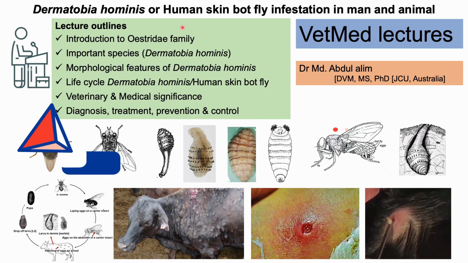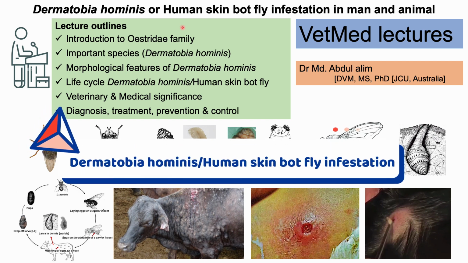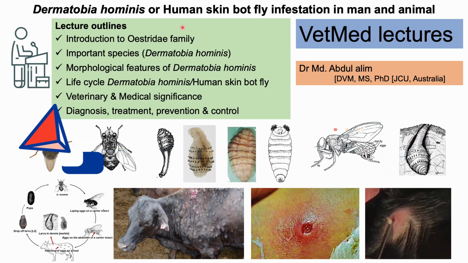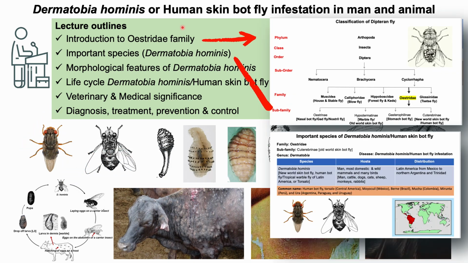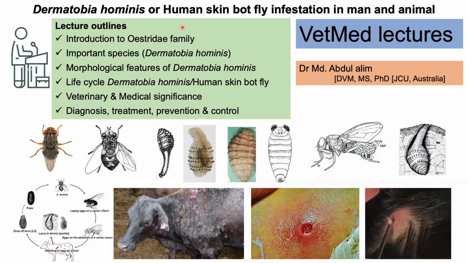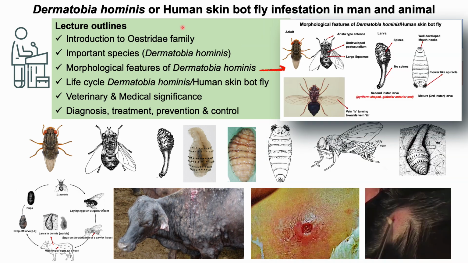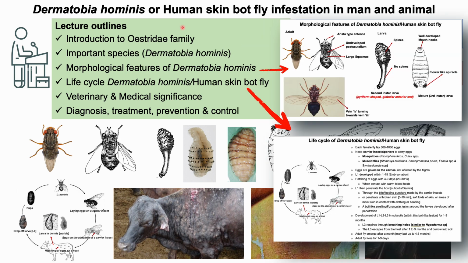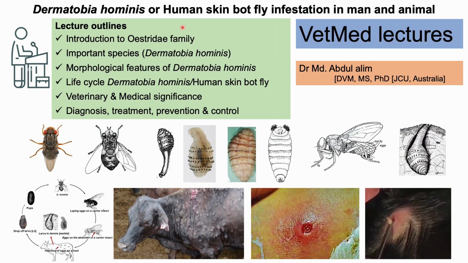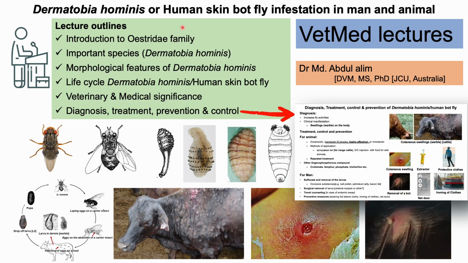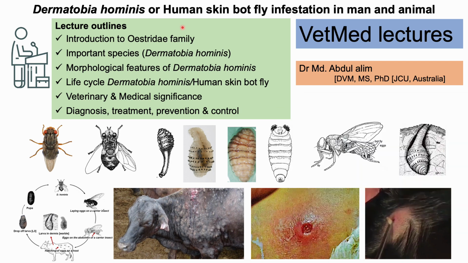In this lecture, I'm gonna discuss Dermatobia hominis or human skin bot fly infestation in man and animal. First, I will introduce the Oestridae family and Dermatobia hominis or human skin bot fly. Then I will highlight the morphological features, life cycle, veterinary and medical significance of Dermatobia hominis. Finally, I will conclude this lecture by highlighting the diagnosis, treatment, control, and prevention of Dermatobia hominis.